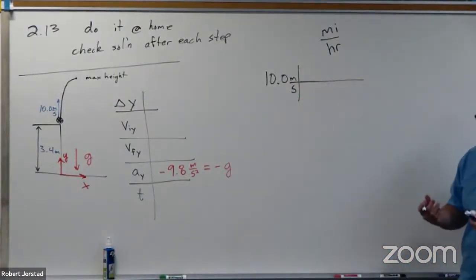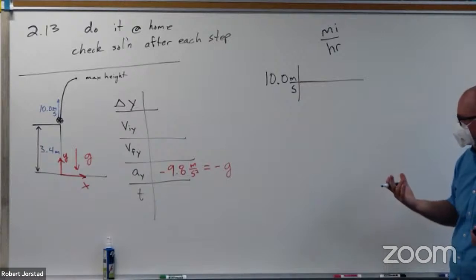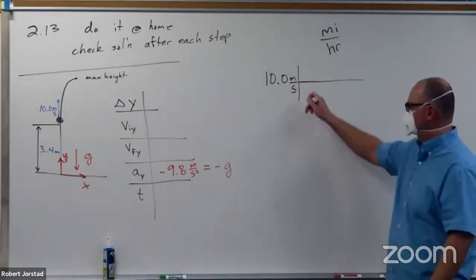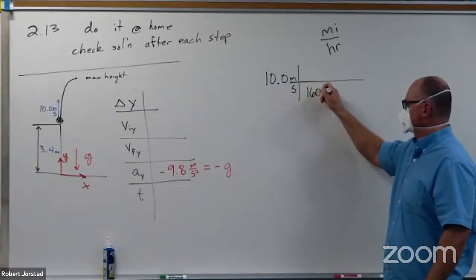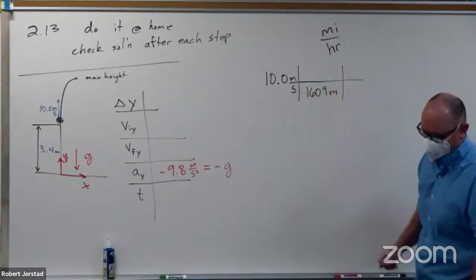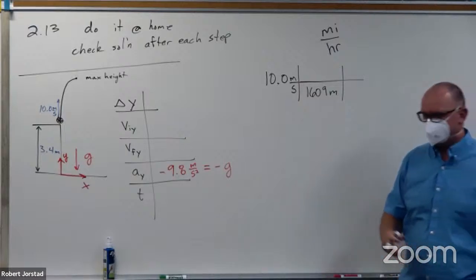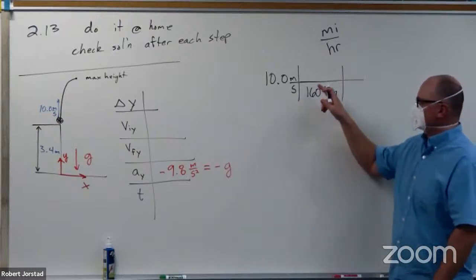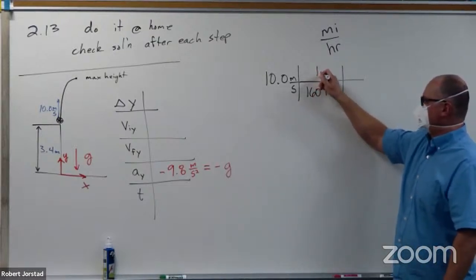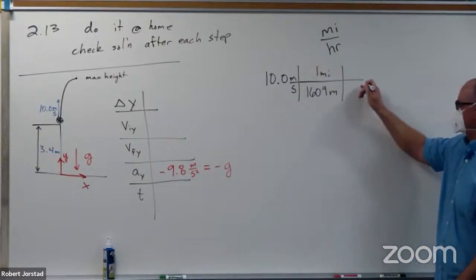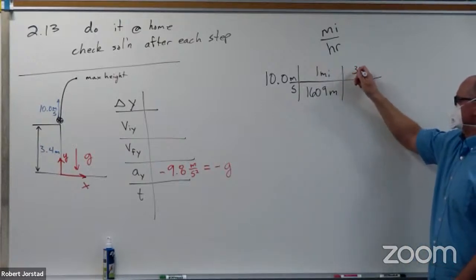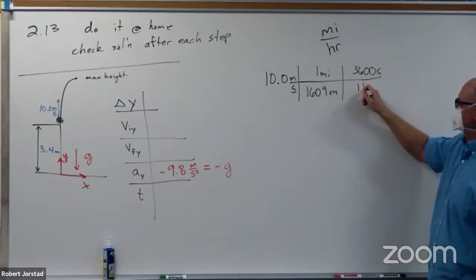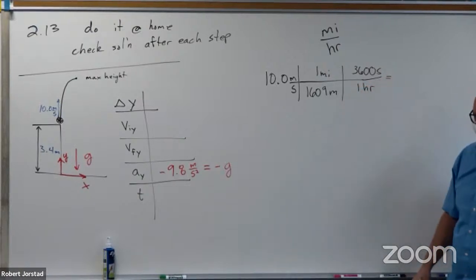Does anybody know how many meters in a mile? Anybody run track? Or look at the back of your book. Excellent. 1609. Yeah, 1,600 meters is approximately a mile. So that's 1 mile. How many seconds in an hour? 3,600. If you don't have it memorized yet, you will in a couple of weeks. Do me a favor, punch that in real quick. Go, go, go.